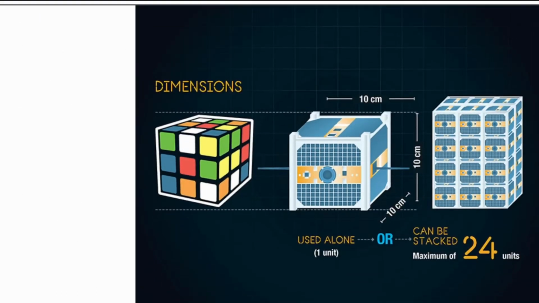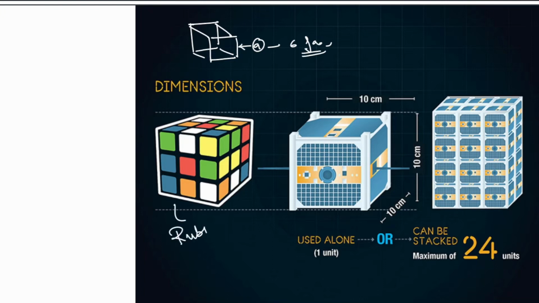So these are the CubeSats, or cube satellites. First of all, they look like a cube. What is a cube? A cube is like this. Okay, that means all of the sides are equal and it has 6 faces. So this is basically a cube: 1, 2, 3, 4, 5, 6. This is a Rubik's cube.